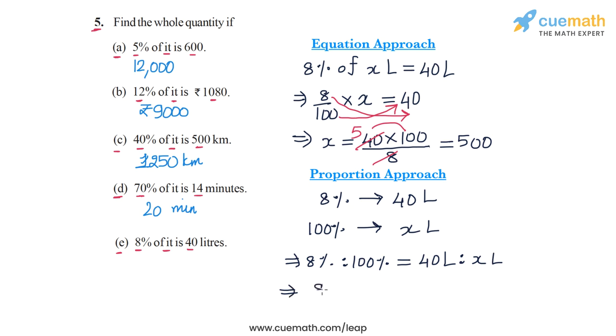So the left side ratio we can write as 8 by 100. The right side ratio we can write as 40 by x. So once again, if we cross multiply and find the value of x from this equation, we will get x equal to 500. So in part E, the answer is, the whole quantity is 500 liters. So with this, we have solved all the 5 parts of question number 5.